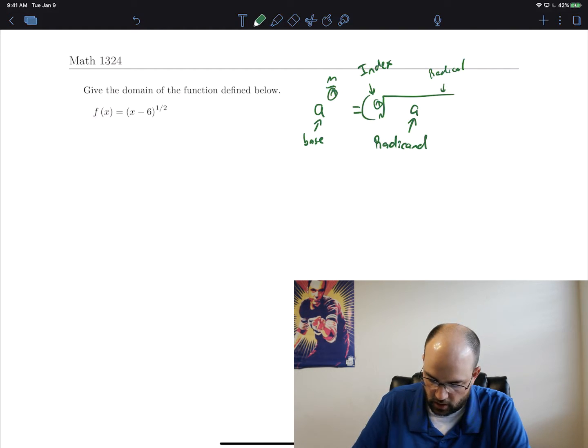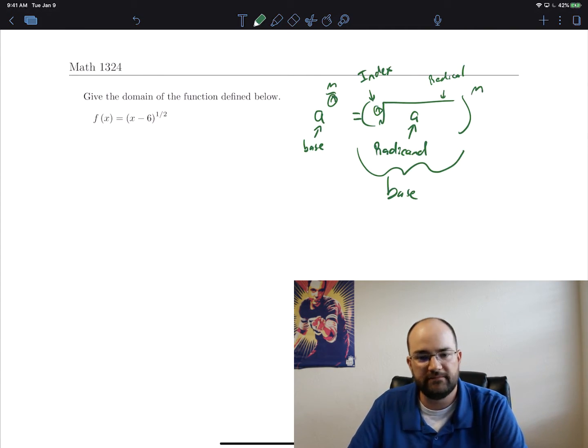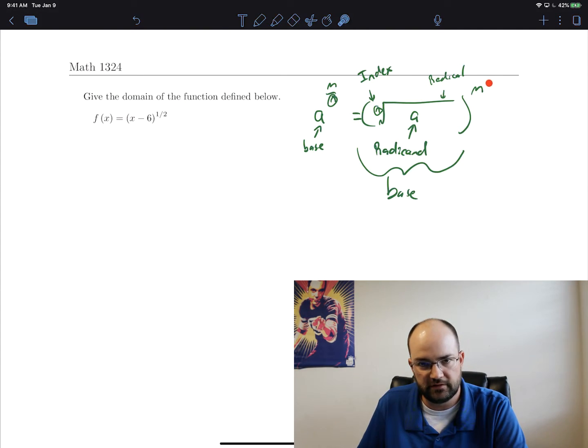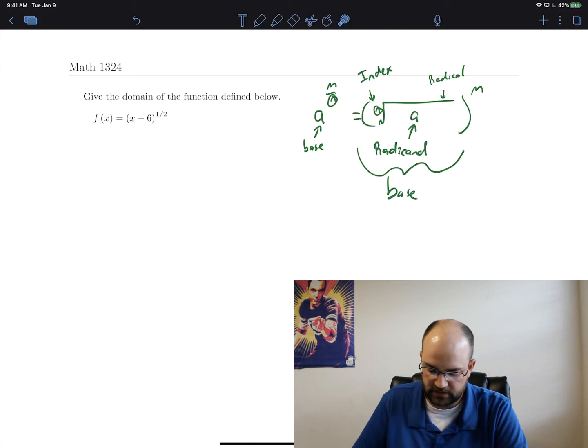And that means that all of this now becomes the base all to the mth power. In other words, this is just some number to the mth power. That would then be just a regular exponent. So base to the fractional exponent means the nth root of a, all to the mth power.